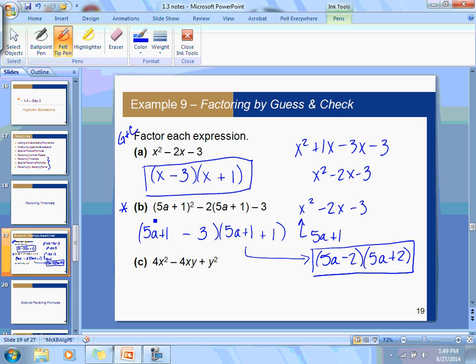So you just want to think of whatever's in the parentheses, just think of it like the x term. And over here, this is a minus 2x. Just think of the 5a plus 1 like an x. And then it follows the guess and check pattern.